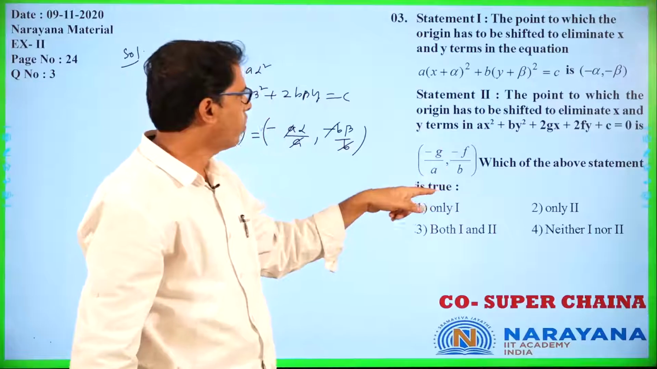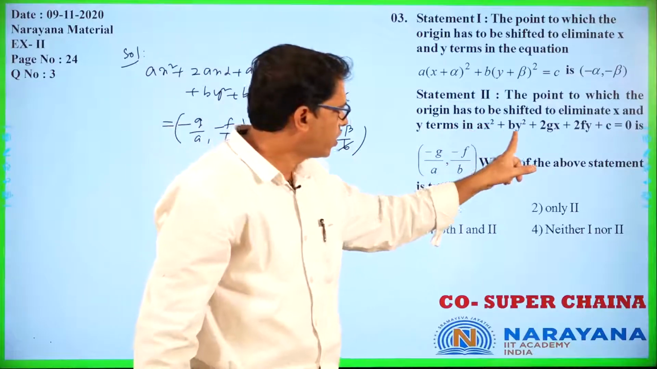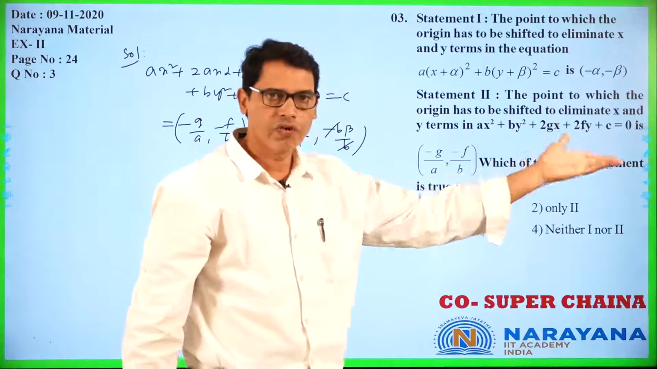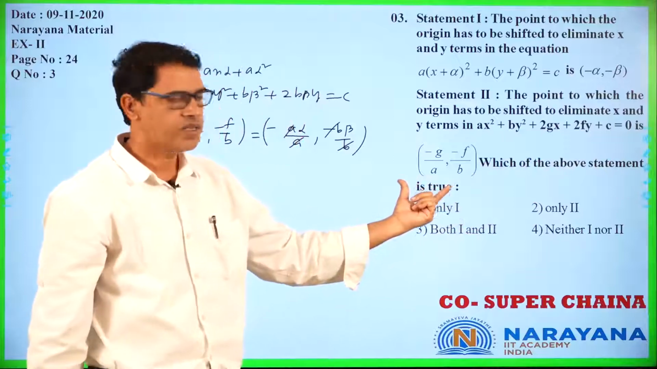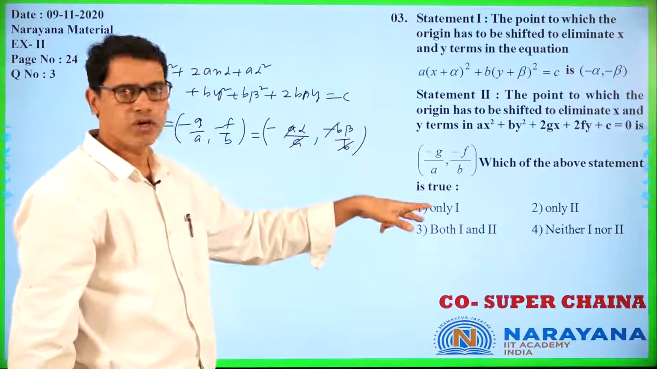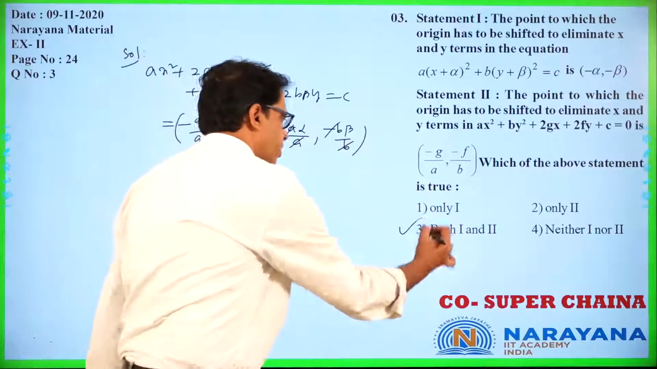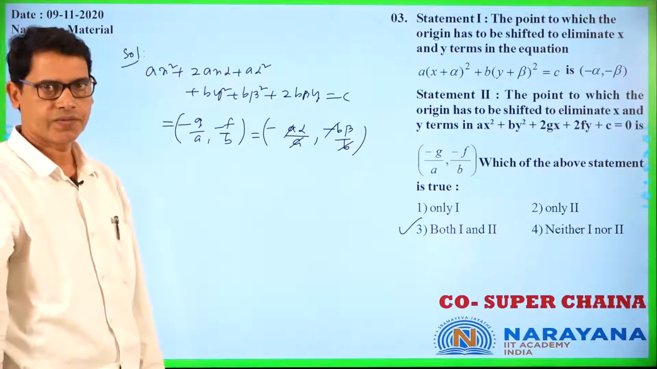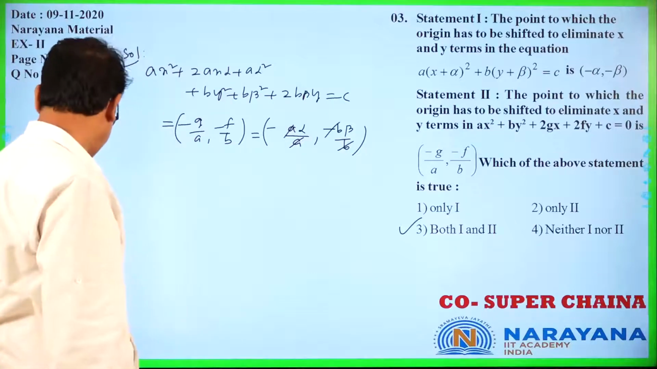Then statement 2. Again you observe here h is equal to 0. If h is equal to 0, the point is minus g by a, minus f by b. It is also right. Therefore 1 and 2 both are true. So option 3, both 1 and 2 are right. Okay. Next one.